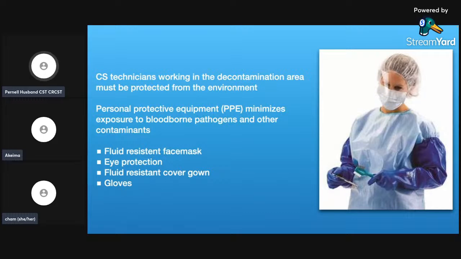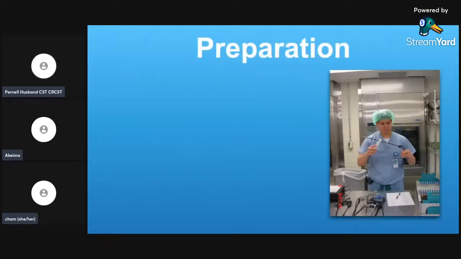So we wear fluid-resistant face masks, eye protection. We don't want anything splashing into our eyes or mouths when we're cleaning this stuff. Fluid-resistant cover gowns, gloves. We need to be properly protected. So that's decontamination. Now we're in the preparation area.